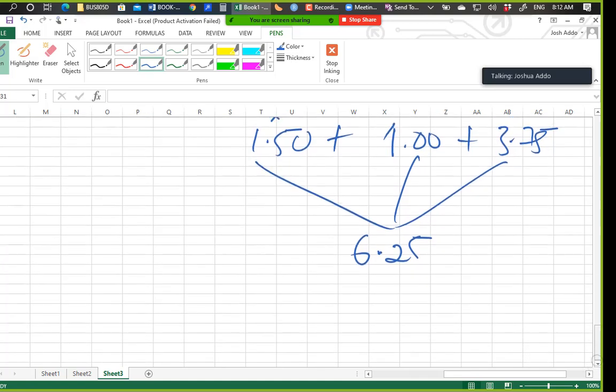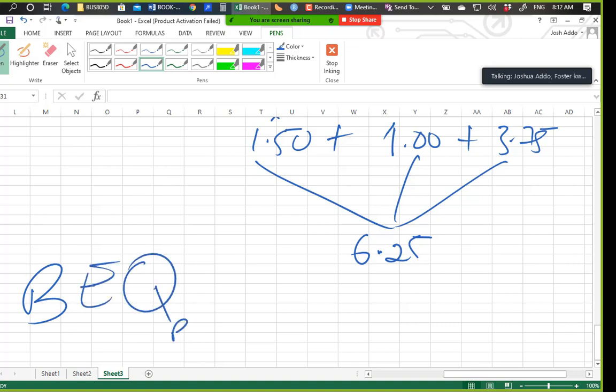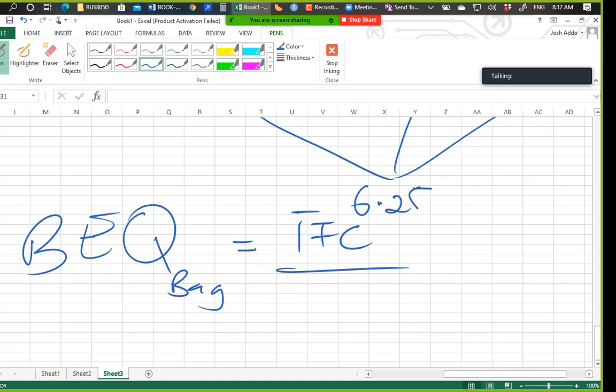Now that we know contribution per bag, we know the formula for break-even for a single product is total fixed cost divided by unit contribution. So if we divide total fixed cost by contribution per bag, we get the total number of bags to sell to break even. That's the logic. So break-even quantity in bags is equal to total fixed cost divided by contribution per bag.